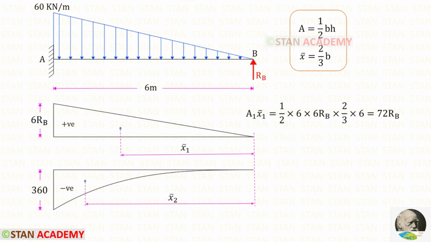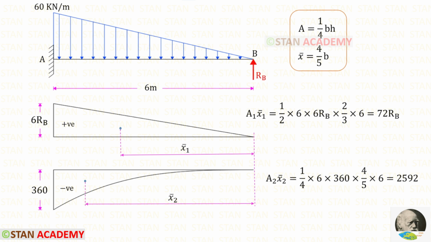Now we have to find x1 bar. We have to find the centroid distance about the right side. The formula is 2 upon 3 into B. Here the breadth is 6. So it is 2 upon 3 into 6. For area 1 x1 bar, we will get 72 RB.